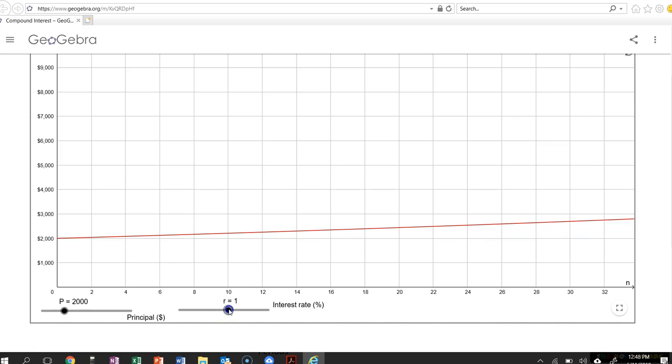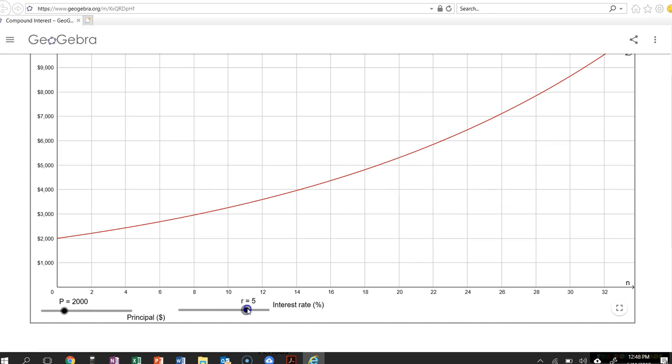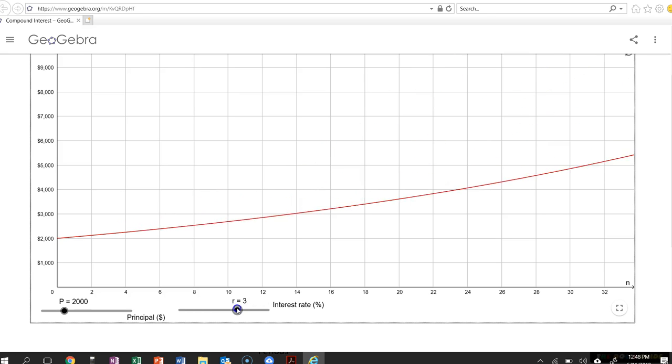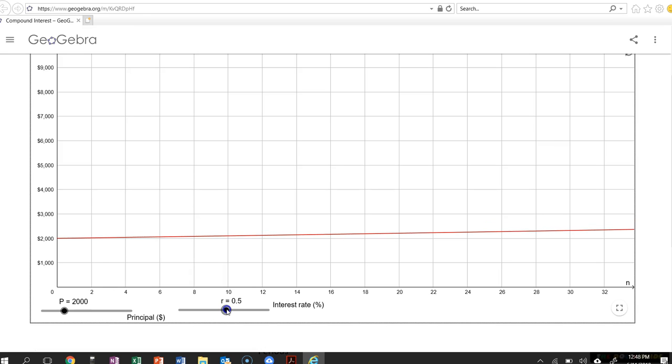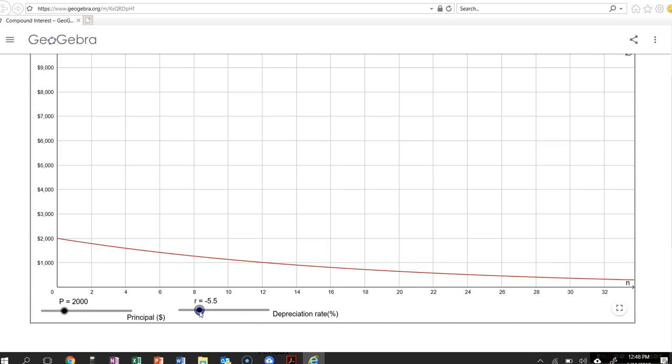So as the interest rate goes up, our line starts to become more and more significantly curved, as you can see, because we're getting interest on our interest. Now if I make it a negative interest rate, then that's depreciation. So you can see my curve going down.